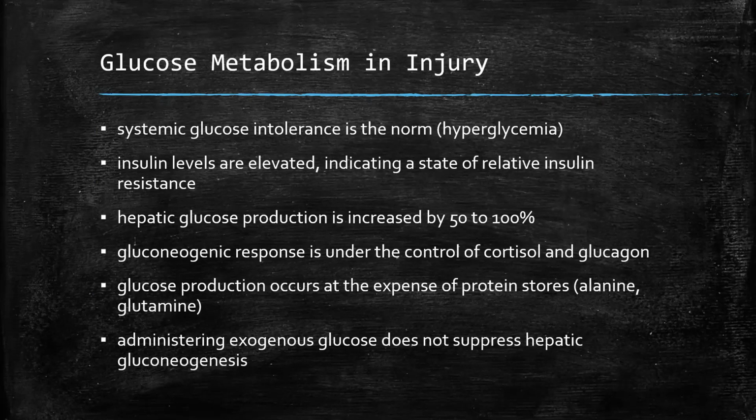Normally, if you gave a patient glucose, glucagon and cortisol would be decreased. But in an injured patient, those feedback mechanisms aren't happening. Cortisol and glucagon are under the influence of many other things besides glucose. And so, unfortunately, we're not able to reverse this catabolism by just giving a nutrient such as glucose.